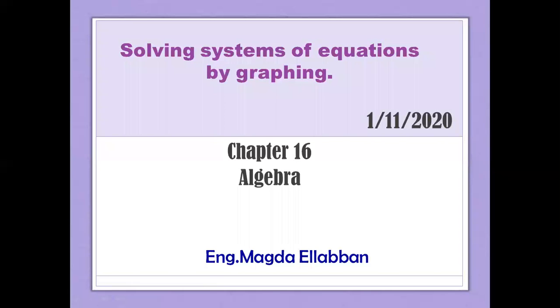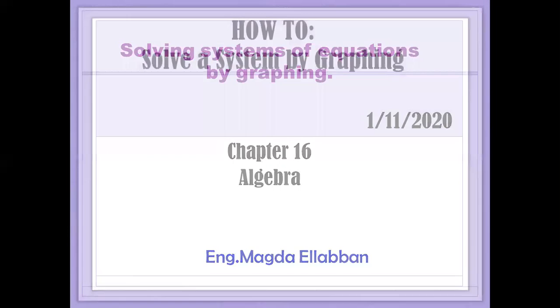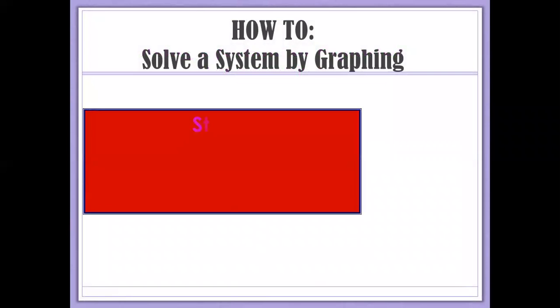Hi guys. Since last time we took solving simultaneous equations algebraically by the elimination method, today we are going to take solving systems of equations simultaneously by graphing, which is going to be much easier than algebraically, and we will see how. How to solve a system by graphing?